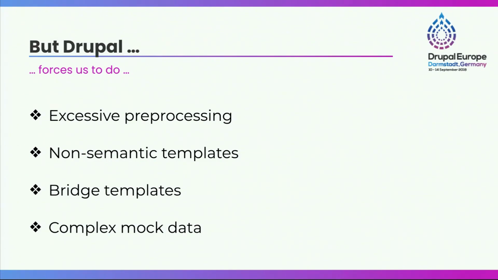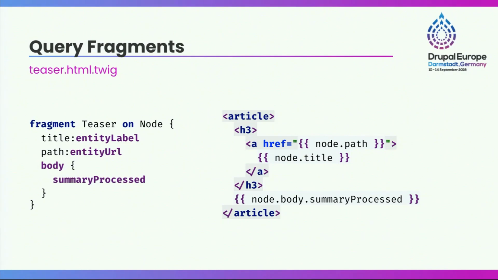Because obviously we don't want a new GraphQL query on every molecule. This would be the problem similar to the SQL query in templates. But GraphQL has the concept of query fragments. Query fragments are kind of a reusable information requirement. It's basically a function that you can call, and it will inject exactly these information requirements of the entity label, the path, and the processed summary of a node at this certain point of a query.